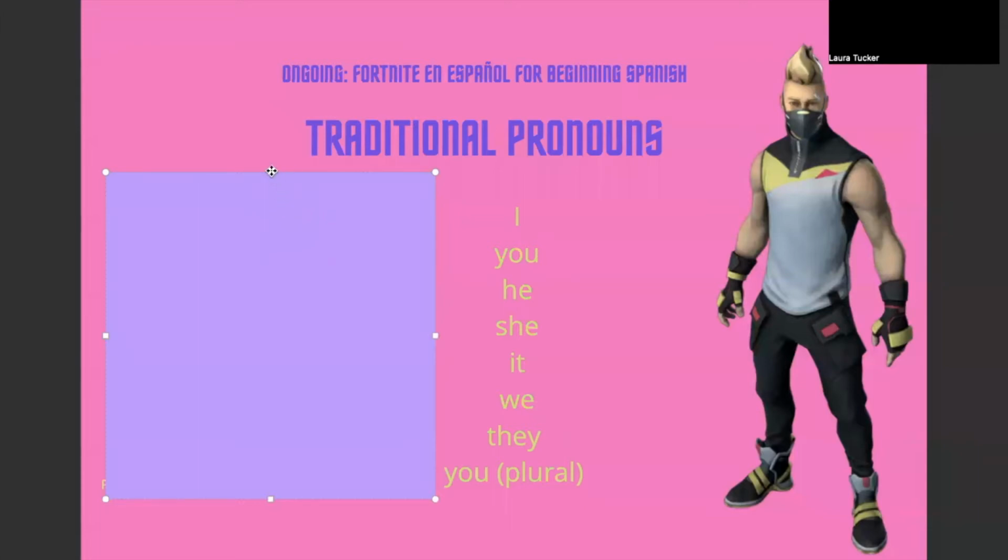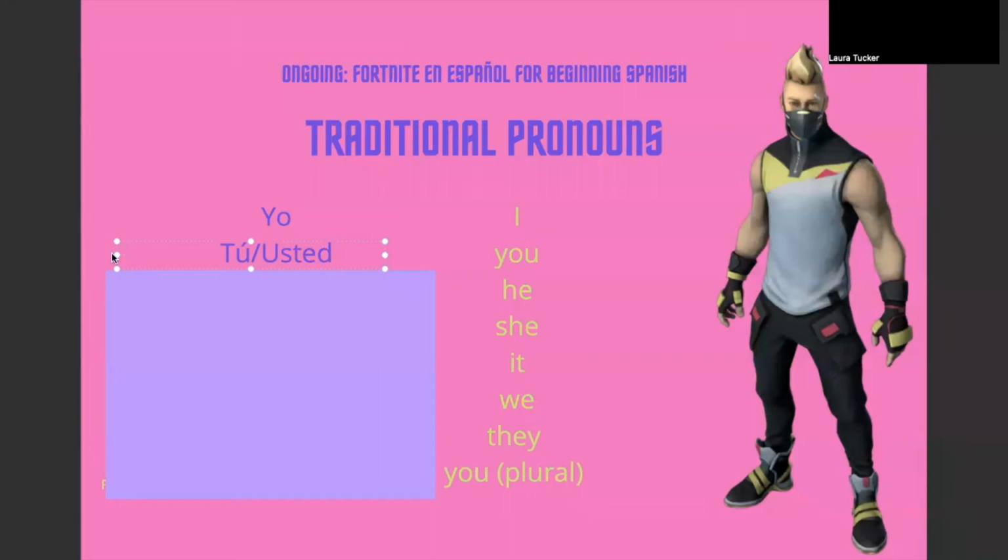So first we'll start with I. This is pretty easy. I in Spanish is just yo. Next is you. And there are actually two words for you. There is tú and there is usted. So let's start with the first one. Tú. And then the second one is usted.